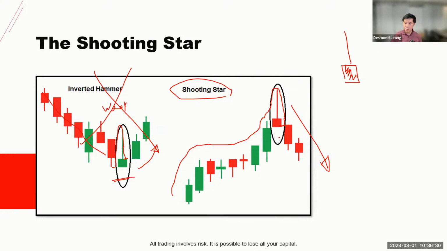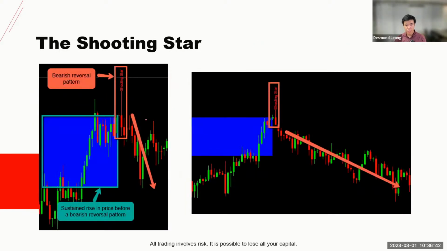That is why when it comes to a shooting star, you use it for a bearish reversal. You don't use it for a bullish reversal. If you know how to do it correctly, you can see it works out very nicely. Nice shooting star over here, bam, price goes down. Nice shooting star over here, bam, price goes down.